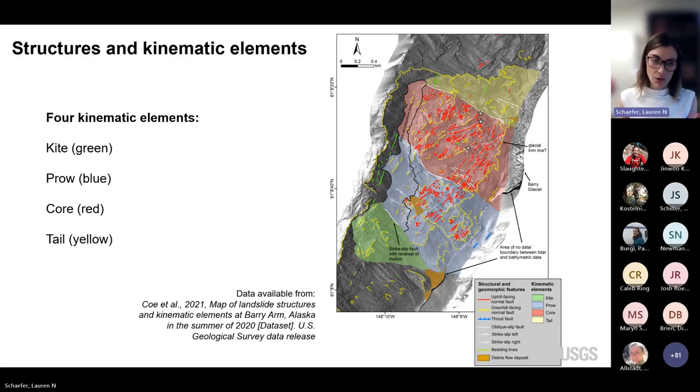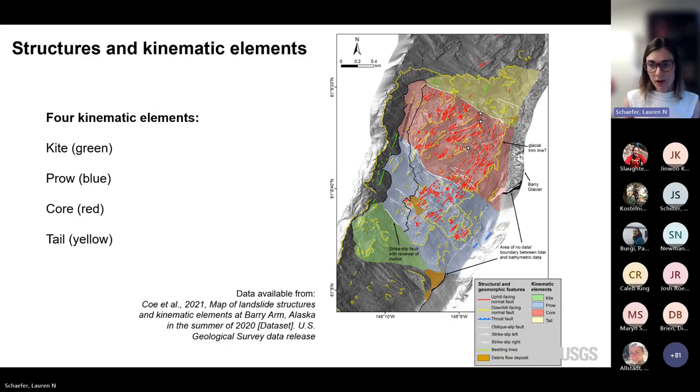Next to the prow is the core, which is in red. Smaller talus accumulation zone. It's also the glacier is still partially beneath this element, which is important for later discussions. And then finally, the tail is the furthest to the north, and that one is still fully buttressed. I shouldn't say buttressed, but the glacier is fully beneath the toe or the tail.